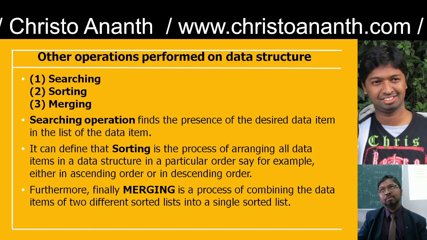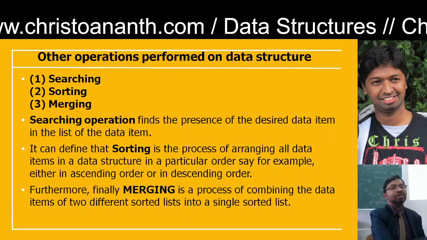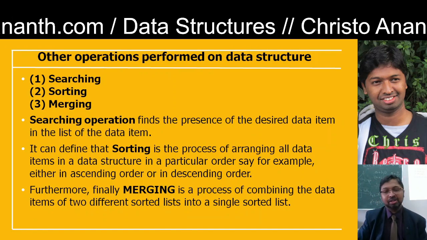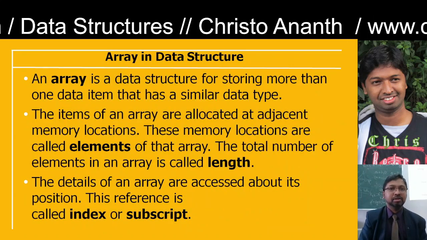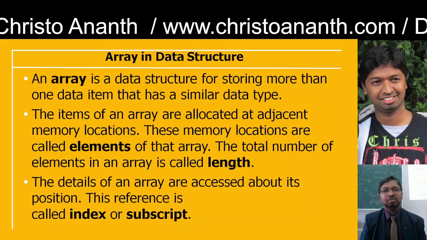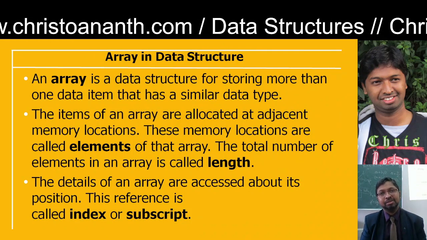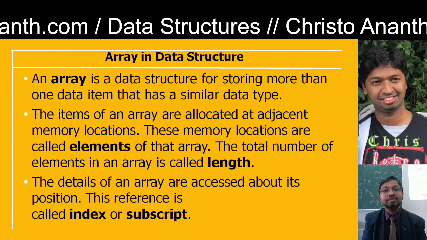If you have a larger number of items in a list, you can divide and sort, and you can combine. Okay, so this is array in the data structure. You can store more than one data item that has a similar data type. This is very important, that it has a similar data type.